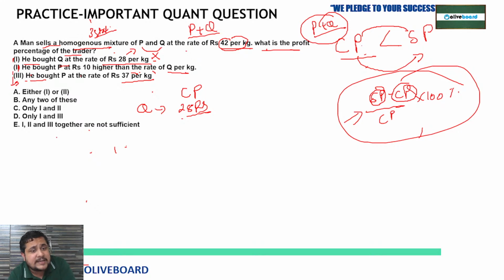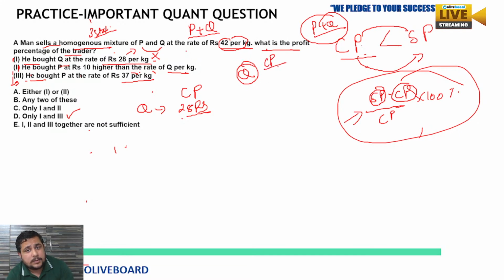So Payal says D would be the answer. Okay, well tried. And Dunichan says option A. So either one or two. See, one is not at all possible because we have only one quantity, material Q's cost price. But do we have anything to calculate the P and Q mixture cost price? So you will say no.